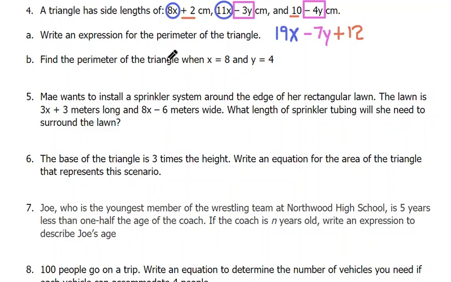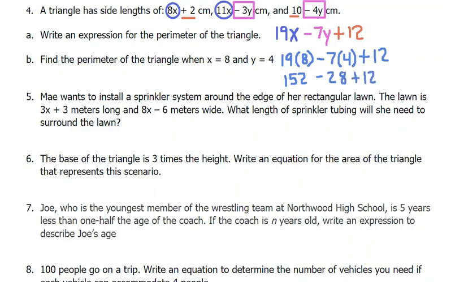B, it says, find the perimeter of the triangle when x equals 8 and y equals 4. So now I can plug those numbers in using substitution, and I'm going to plug them in with parentheses. So I'm going to have 19 times 8, and then minus 7 times 4, because 8 is x and 4 is y, and then I still have that plus 12. Order of operations tells me I need to multiply before I can add or subtract. So 19 times 8 will give me 152, and I still have that minus sign, so I'm going to bring that down. And 7 times 4 will give me 28, and I still have that plus 12.